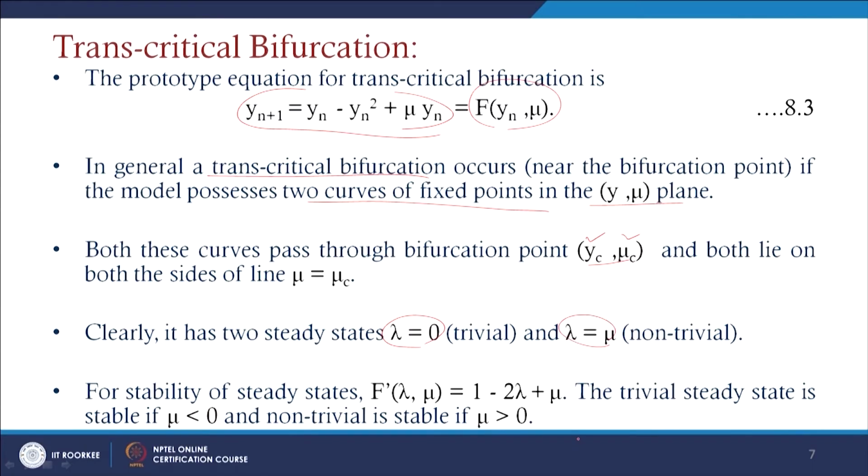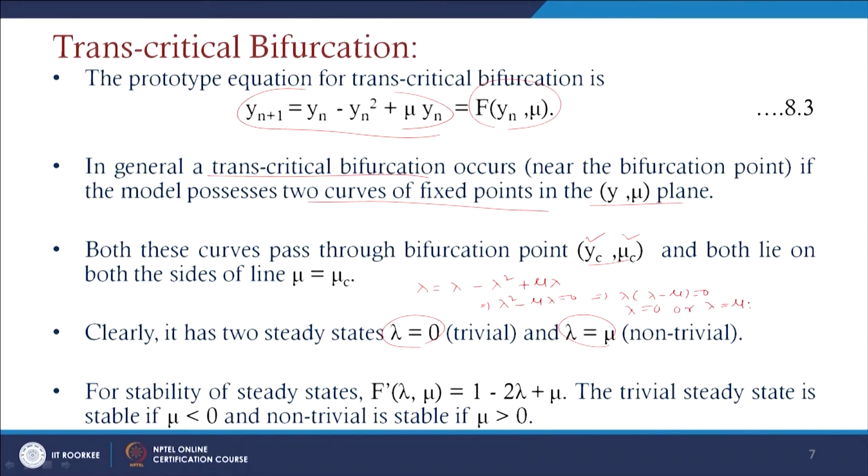This means that y n plus 1 is replaced by lambda and y n is also replaced by lambda here. Then the complete equation gives lambda equals lambda minus lambda square plus mu lambda. If this cancels out, we can write lambda square minus mu lambda equals 0. This implies lambda into lambda minus mu equals 0. Obviously, we can write lambda equals 0 or lambda equals mu.